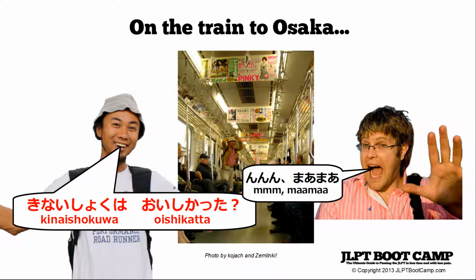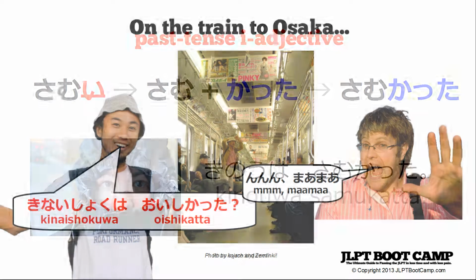You answer, mama. Now, real quick here, kinai shoku is actually airplane food. Kinai is airplane, and shoku is food. And he's asking, was the food on the plane delicious? And you think about it, that's the answer, mama. And he was asking this question using the past tense e adjective.